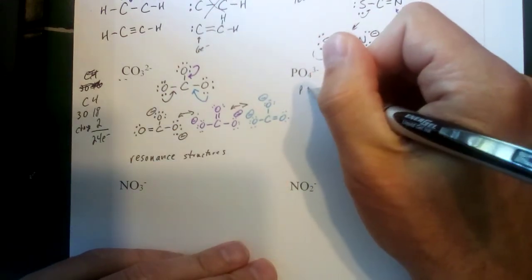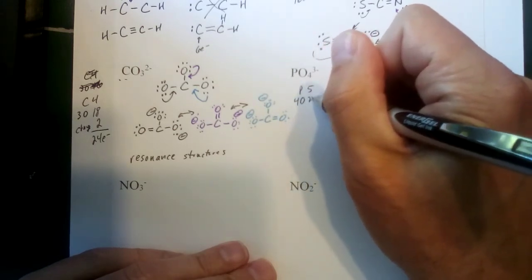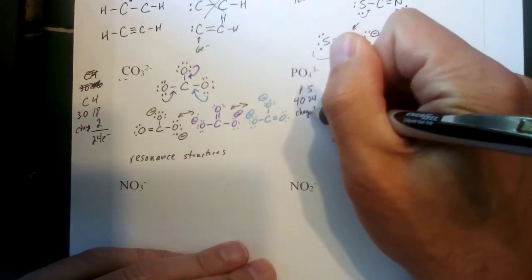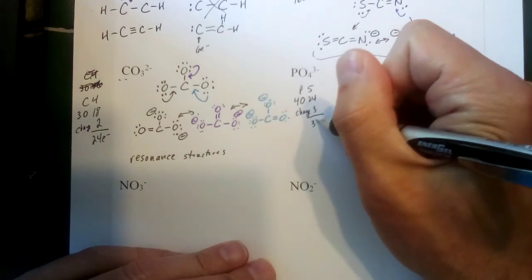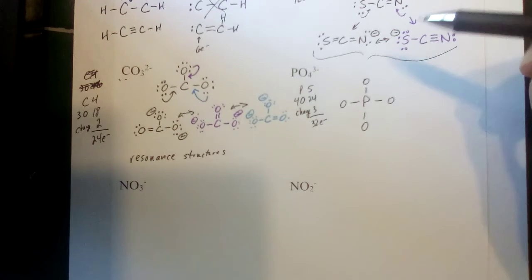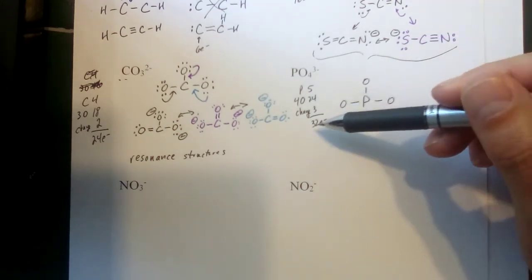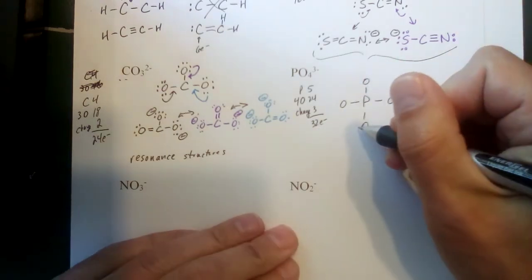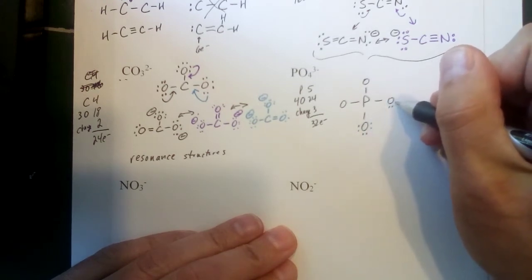So phosphorus brings 5. 4 oxygens would be 4 times 6, which is 24. And then based on the charge here, the -3 charge means 3 extra electrons. So that's 27, 32 total electrons in the structure. Okay, now we used 2, 4, 6, 8 of them because we made 4 bonds. 32 minus 8 would be 24, right? And that's enough to put 6 on all the oxygens. So let's go ahead and do that. Finish the octet on all of the oxygens.